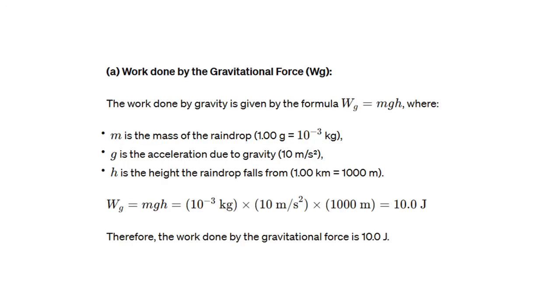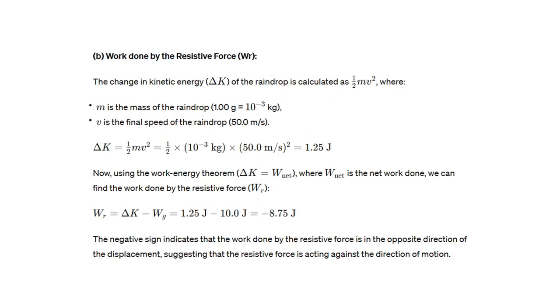The change in kinetic energy of the drop is given by delta K equals 0.5 m v squared, where m is 1.00 grams and v is 50.0 meters per second. This calculation yields 1.25 joules, assuming the drop is initially at rest. Assuming that the acceleration due to gravity, g, is a constant with a value of 10 meters per second squared, the work done by the gravitational force is calculated as W_g equals m g h, resulting in 10.0 joules.